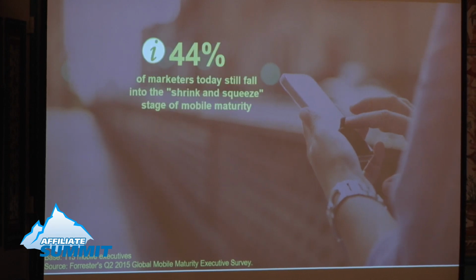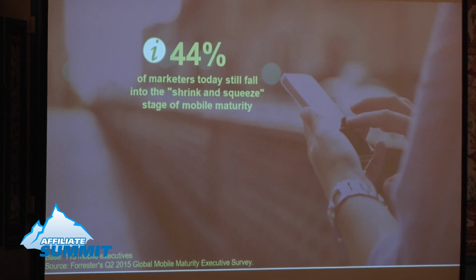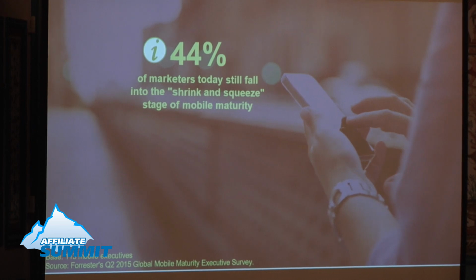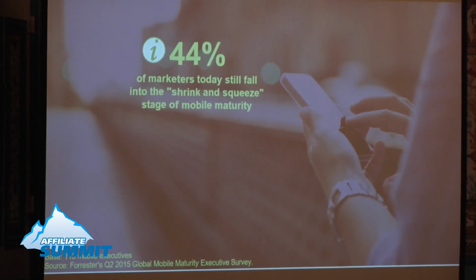All right, another fun stat. 44% of marketers today, this is something that Forrester released, still fall into what they call the shrink and squeeze stage. The shrink and squeeze stage is what they define as a company that just takes their current tactics and throws them over to mobile, hoping they're going to work, or puts those into the mobile world for their campaigns, and it doesn't work, right?